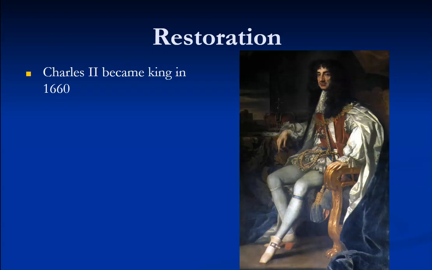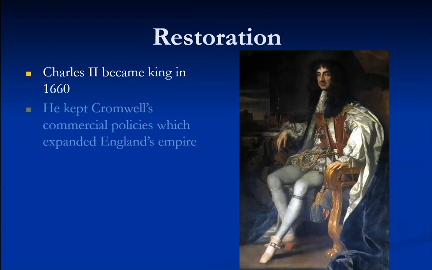Now, Charles II was the son of Charles I. And what had happened was when his father had been executed, Charles basically fled the country. Charles II fled the country. And he stayed a while in France. And they actually asked him to come back and become king. Now, this is called the Restoration because the monarchy had basically been destroyed. And now here it is being restored. So this is the Restoration.